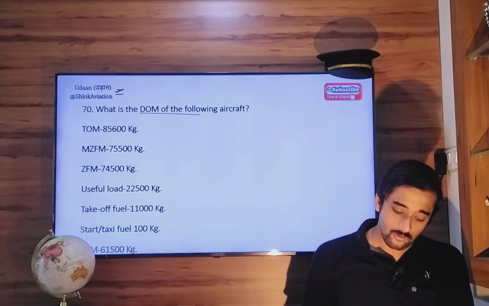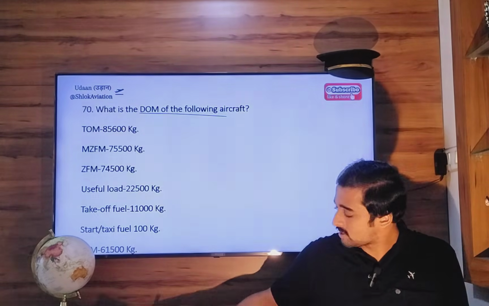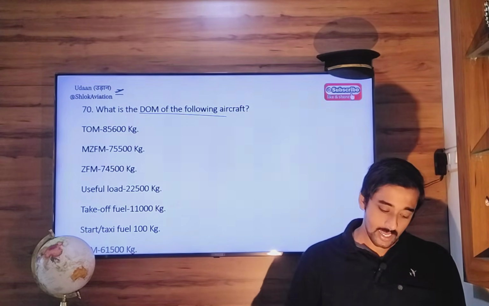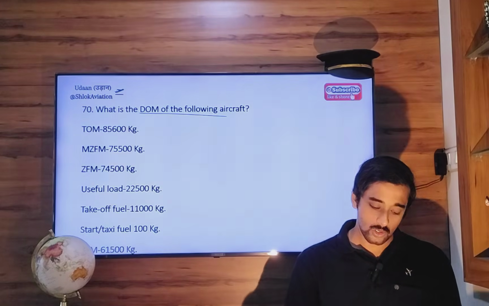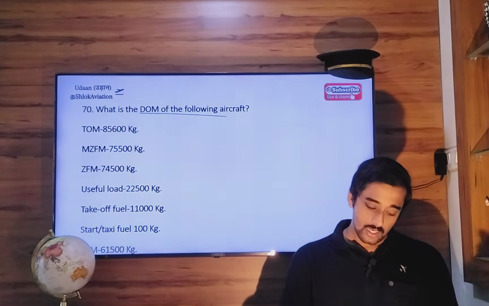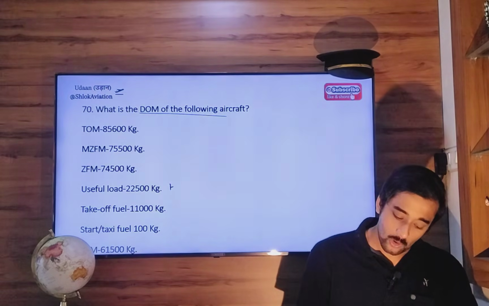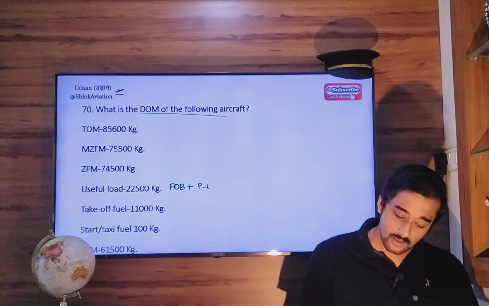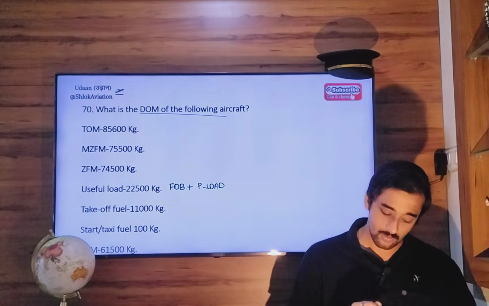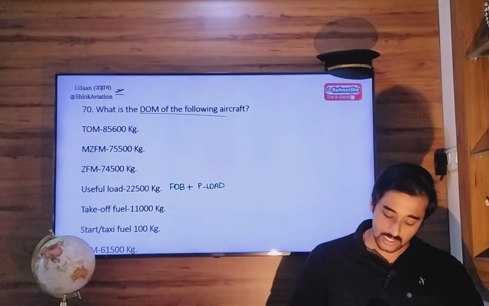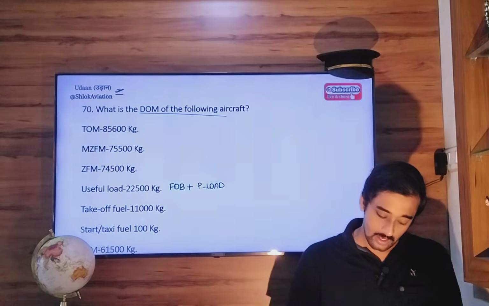What is the DOM of the following aircraft? So we have to calculate the dry operating mass. Takeoff mass and zero fuel mass, two zero fuel masses, are given. Useful load, which is a combination of fuel on board or takeoff fuel plus payload or traffic load, interchangeably. Takeoff fuel, startup taxi fuel, basic empty mass.